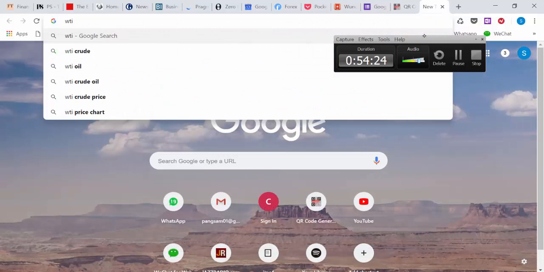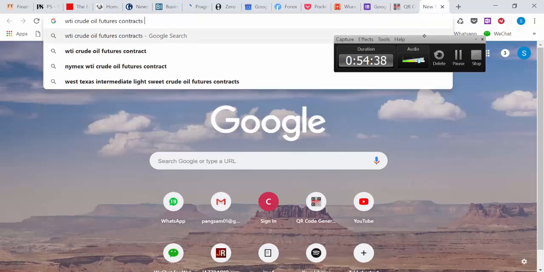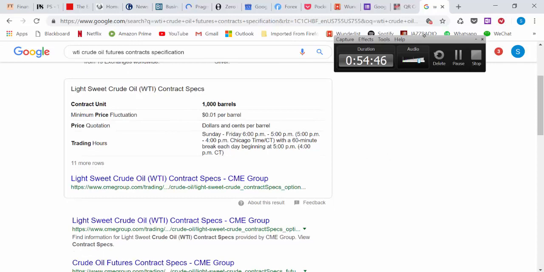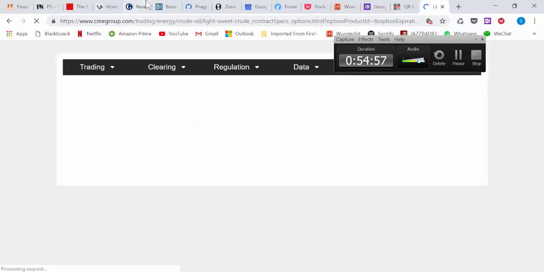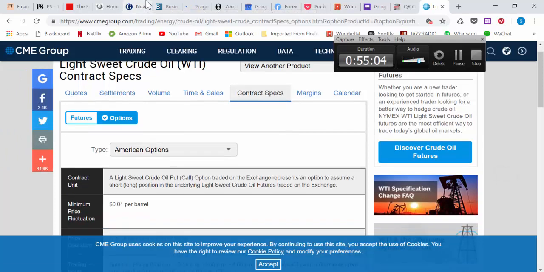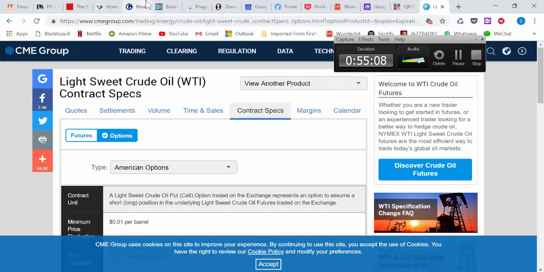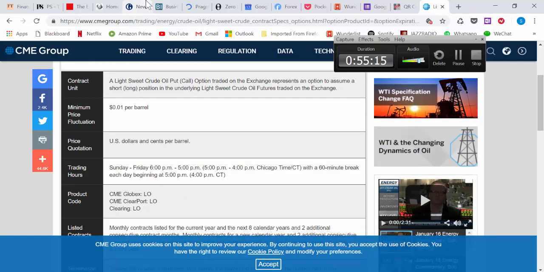So for example, WTI crude oil futures contracts specification. Let's see what comes up. Okay. So you can go to contract specs, right? When you go there, you get all kinds of information. If you are interested in trading or the futures market, this is a good way to learn. I used to look through this stuff and it fascinates me, just the convention, and I want to think about every single item and what it actually means.